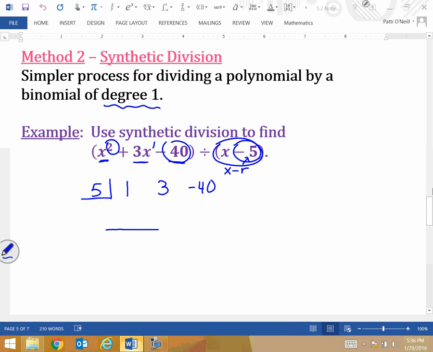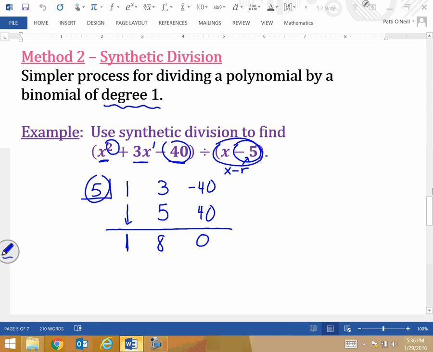Now we do this. We're going to leave a little space, and we're going to draw a horizontal line, and we're going to bring down the first coefficient below that horizontal line. And what we do with that first coefficient that we just brought down is we multiply it by the number in the box, and we write that product underneath the next coefficient. Then we add these numbers together, so we get 8. And we continue in that pattern. 8 times 5 is 40. We write it, and then we combine by addition, and we get 0.